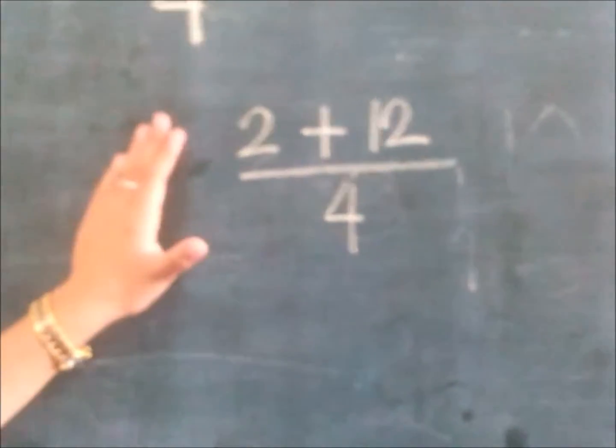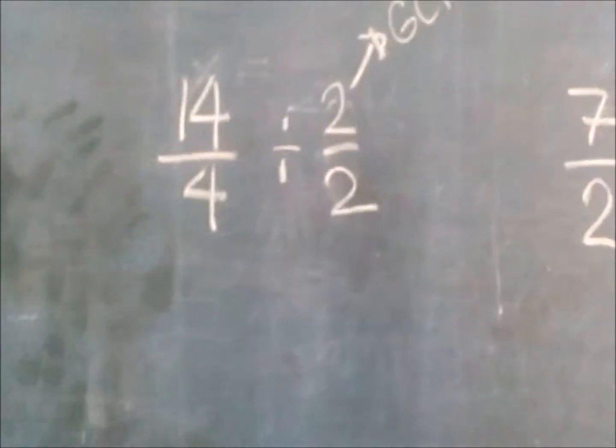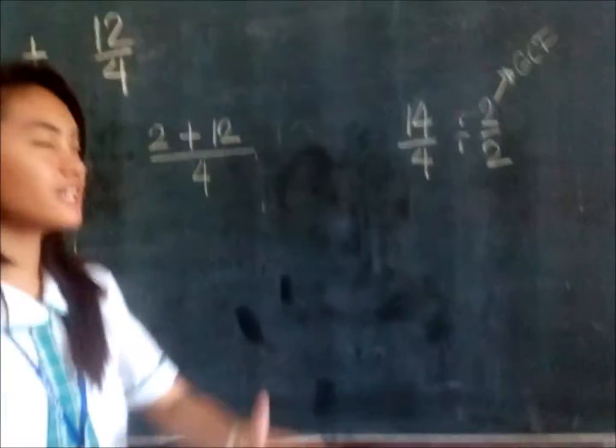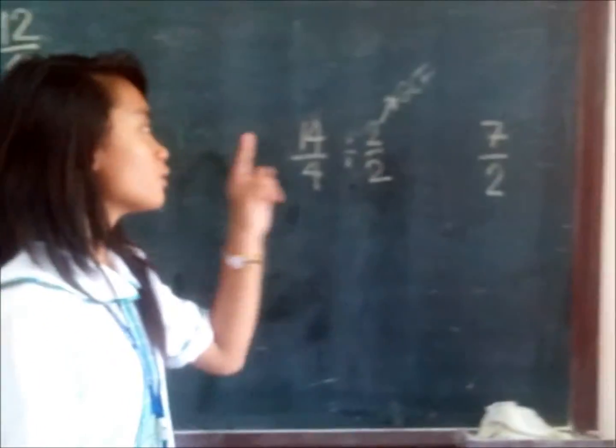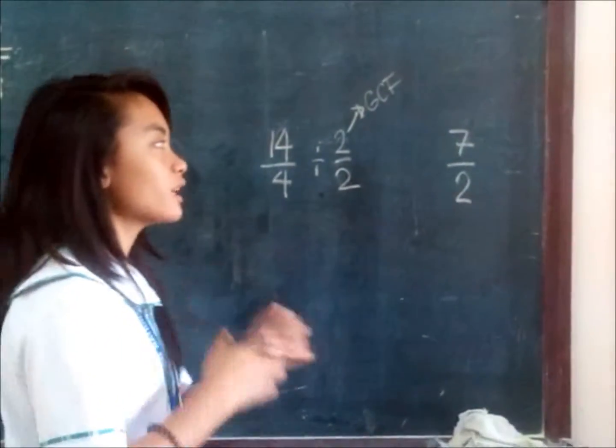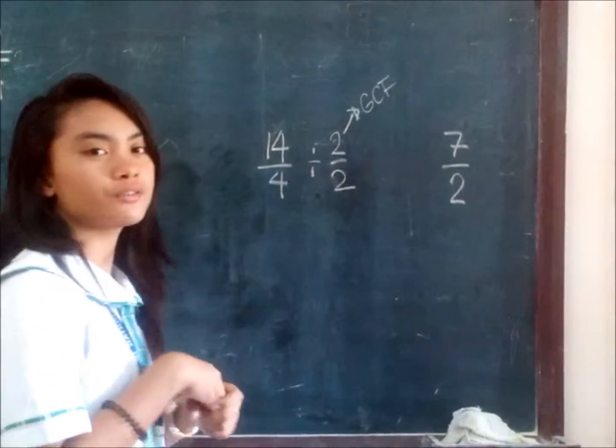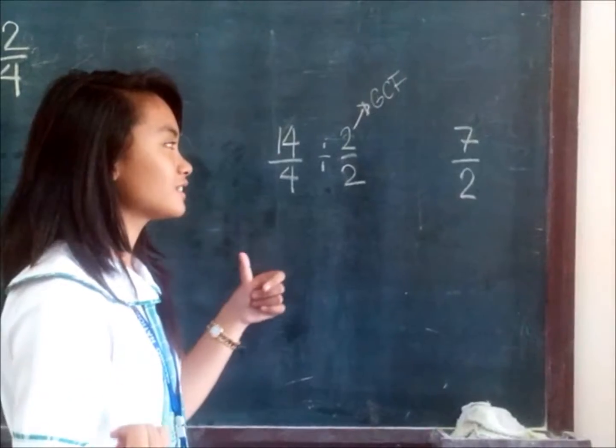Let's add it. 2 plus 12 is equal to 14. And the denominator is 4. If you want to simplify it, simply divide it by its greatest common factor, 2. So, 14 divided by 2 equals 7, and 4 divided by 2 equals 2.